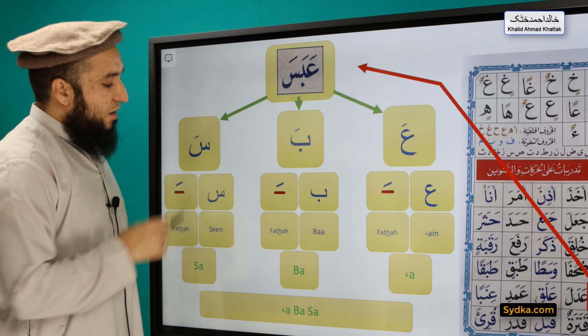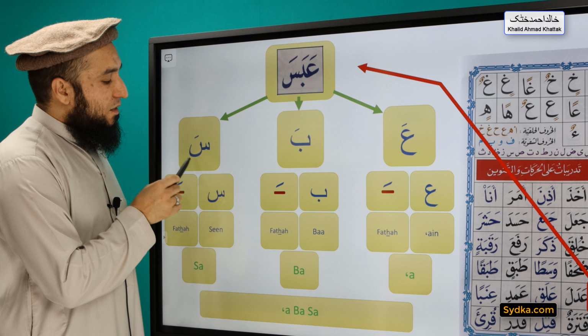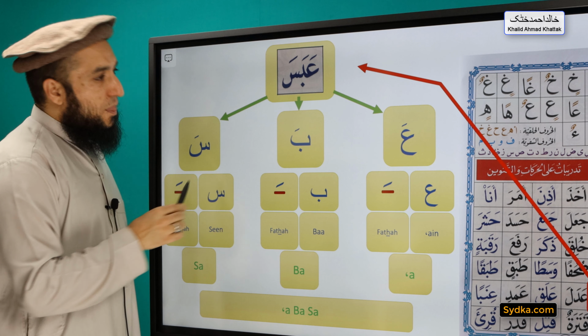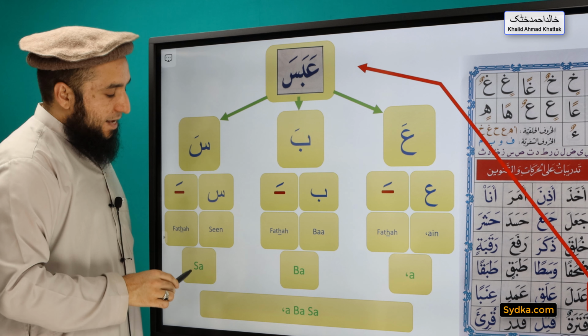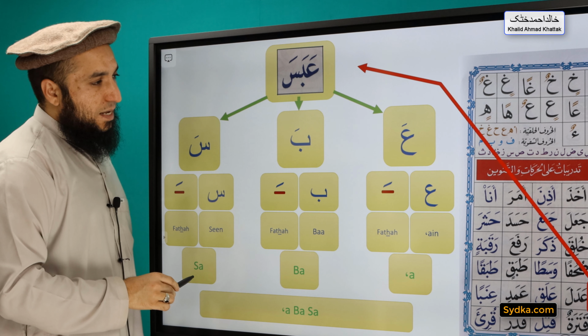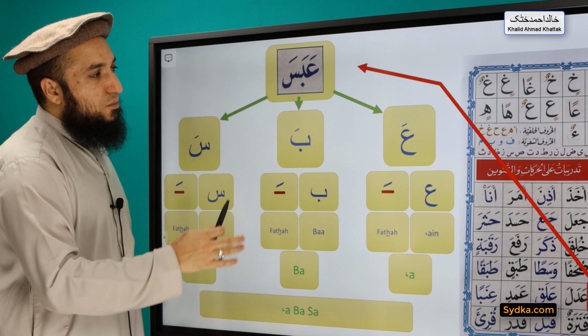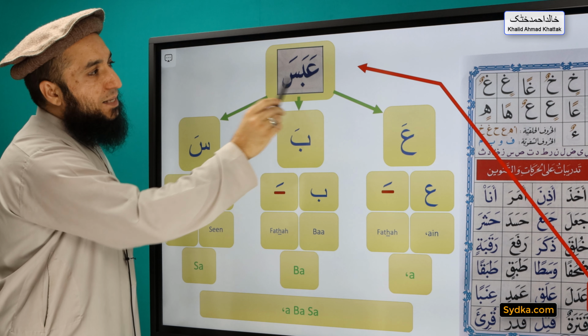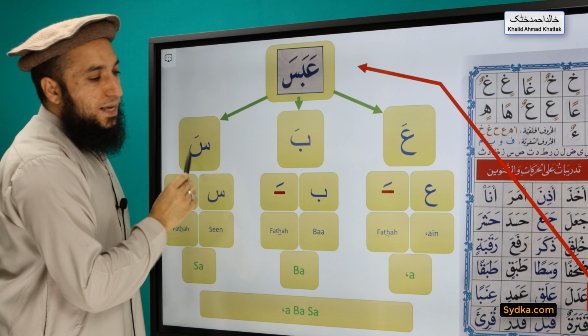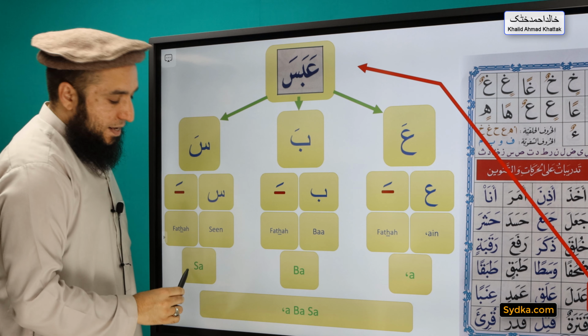The next syllable we have is sin fatha, sa. Sin is not silent and we have fatha on top of it. Sin fatha, sa. So now we combine these three syllables. We have abasa. Abasa.